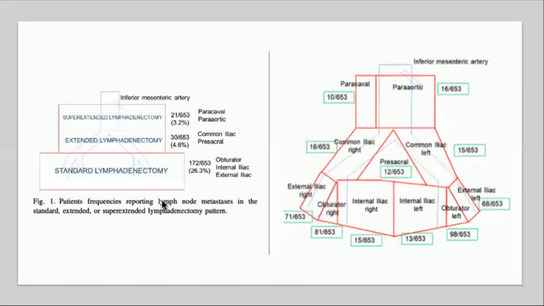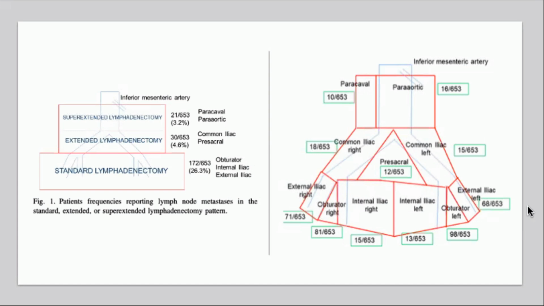Okay. So they looked at what the rate of lymph node positivity was at these separate areas. The standard, again, included the external, obturator, internal nodes, extended up until common, as well as super extended up until the IMA. They found that a total of 30% of patients actually had pathologic nodal disease. Interestingly enough, this was approximately half of the number of patients who actually had nodal disease preoperatively. So cN positive disease on imaging compared to true positive was only 30%.